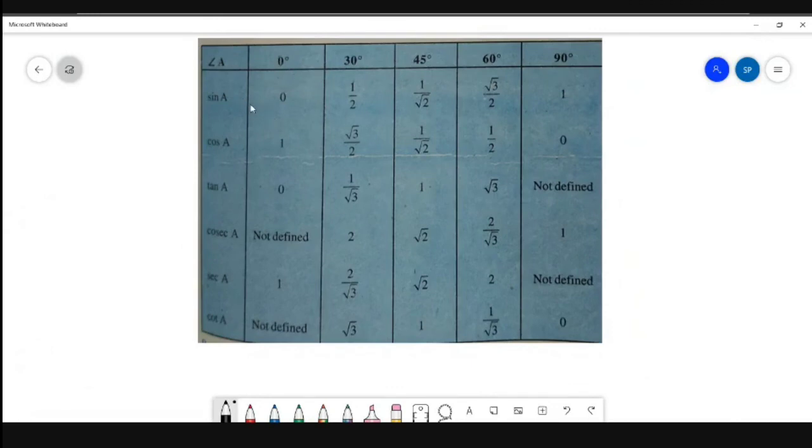And you can observe that in this table, sine A increases from the value 0 to 1: 0, 1 by 2, 1 by root 2, root 3 by 2 and 1, that is in increasing order. And cos A is in the decreasing order, that is it is decreasing from 1 to 0. So if you know these values, you can find out all the other values. Okay. Then use of these values, I'll be discussing with examples in the next class.